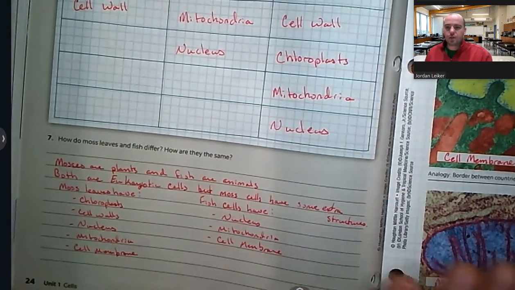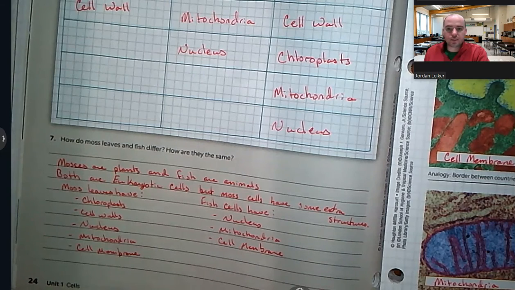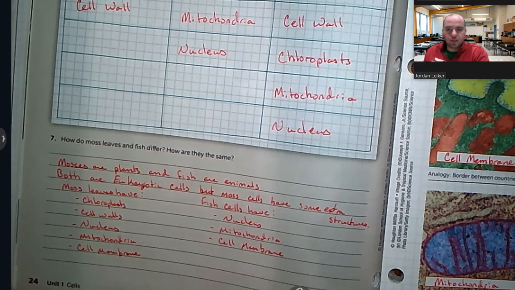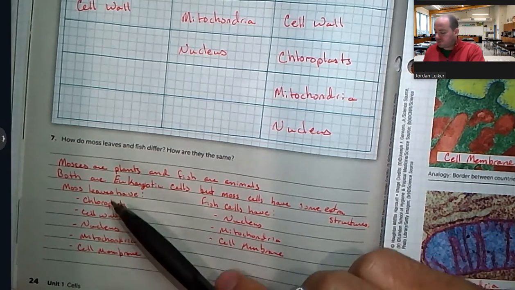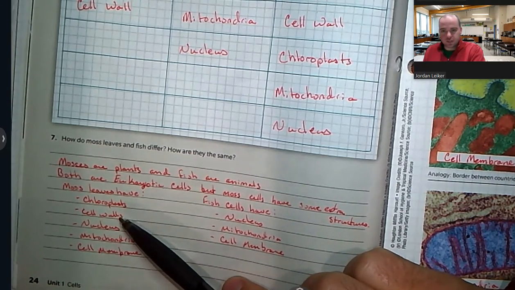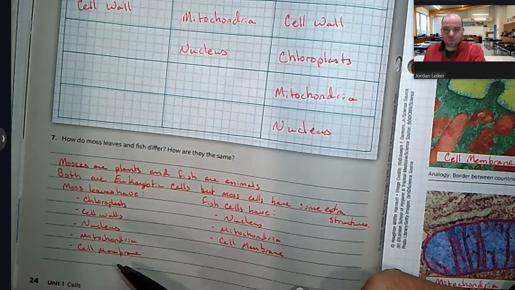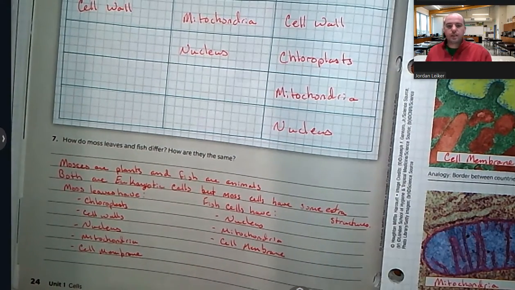And so, how do the moss leaf cells and the fish cells differ, and how are they the same? Well, the moss are plants, and the fish are animals. So they're both eukaryotic cells, so they both have a nucleus, they both have a cell membrane, and they both have many of the same organelles. But the moss leaf is going to have chloroplasts and cell walls, in addition to the nucleus, mitochondria, and cell membrane that they both have. So the plant cells have a few extra organelles compared to the animal cells in this case.